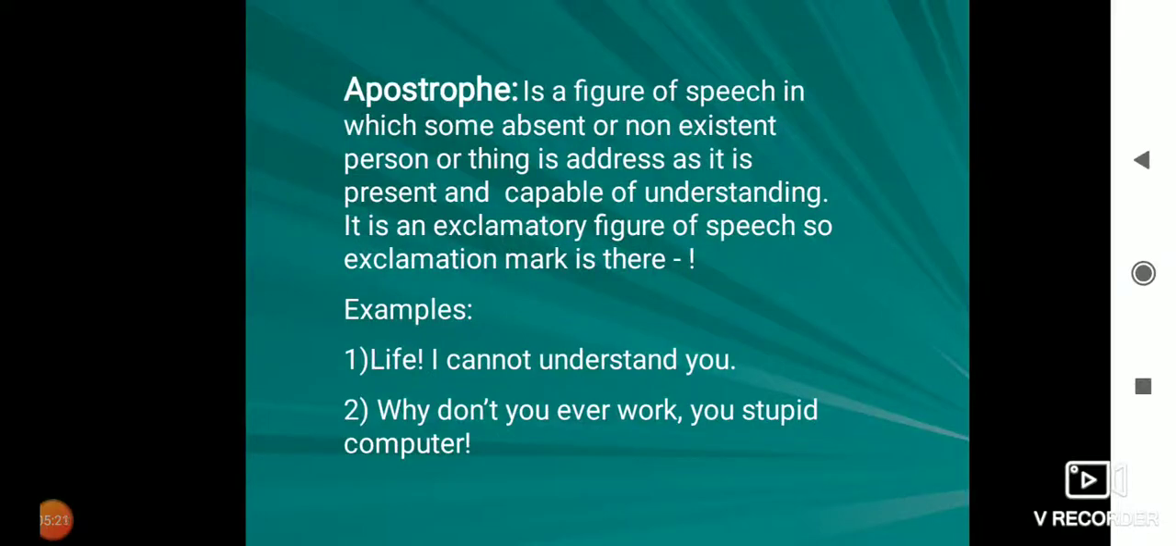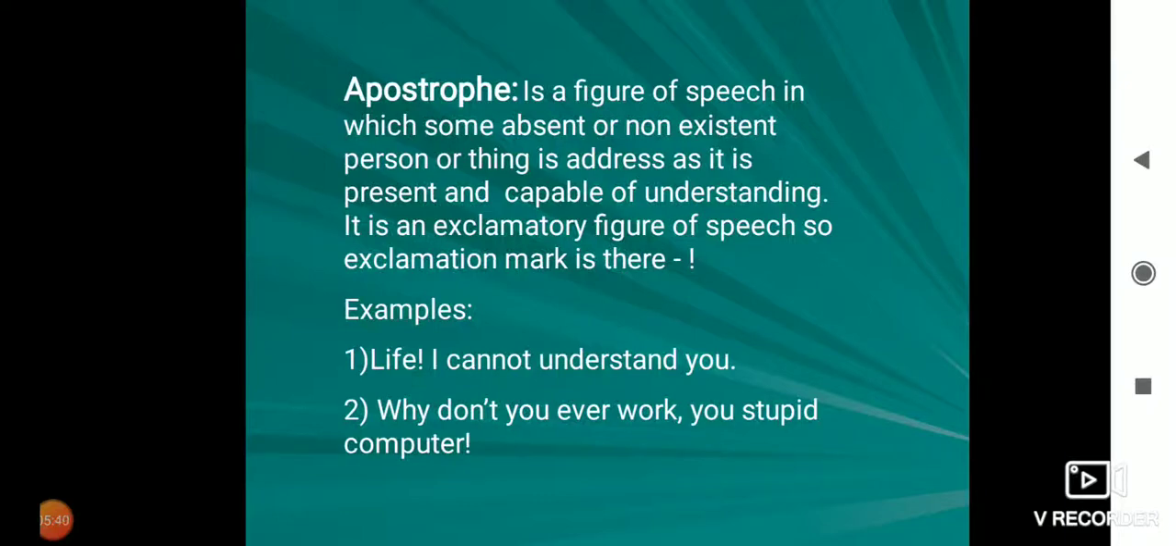Apostrophe. Apostrophe is a figure of speech in which some absent or non-existent person or thing is addressed as if it is present and capable of understanding. It is an exclamatory figure of speech, so an exclamation mark is there.